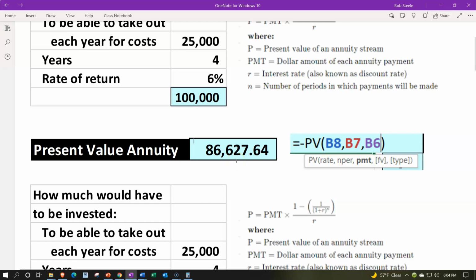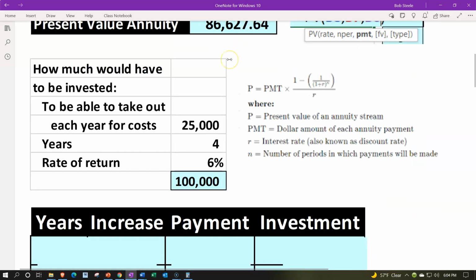Therefore, the assumption being that if we have the 86,627, we're earning a 6% return on what is still in the account, and then each year we're pulling out 25,000. Hopefully that should be enough then to cover the 25,000 a year over the 4-year time period.